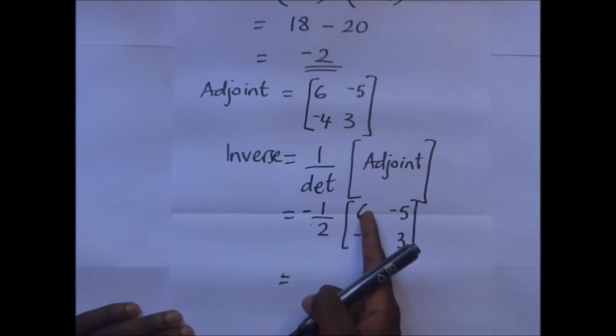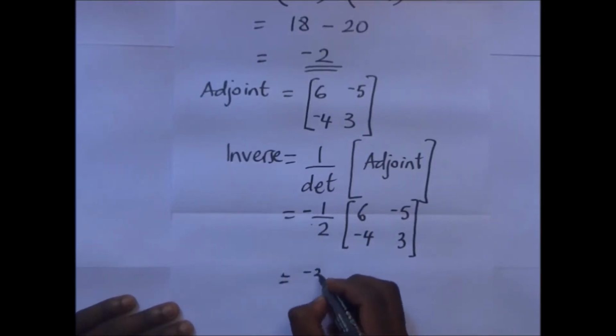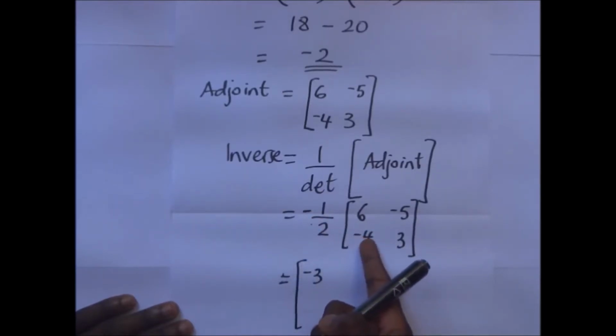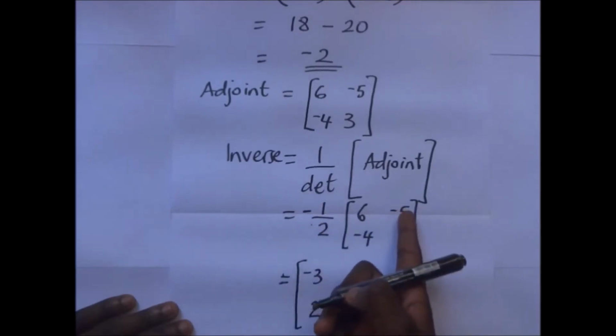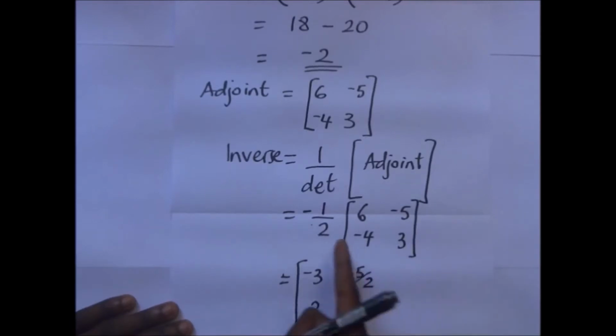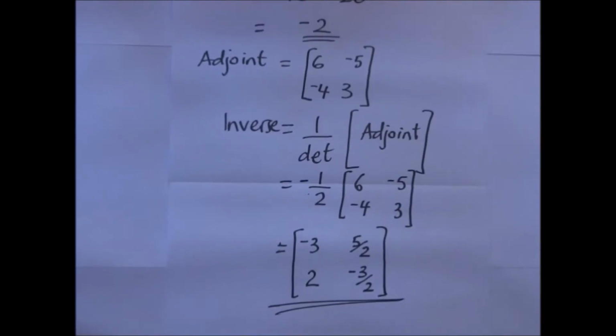-1/2 times 6 is going to give us -3. -1/2 times -4 will give us +2. -1/2 times -5 is giving us +5 over 2. The -1/2 times 3 will give us -3 over 2. And this is the inverse of that matrix.